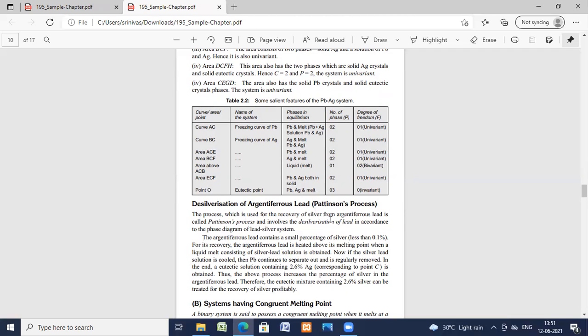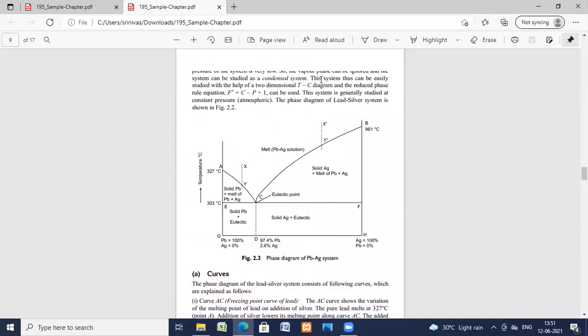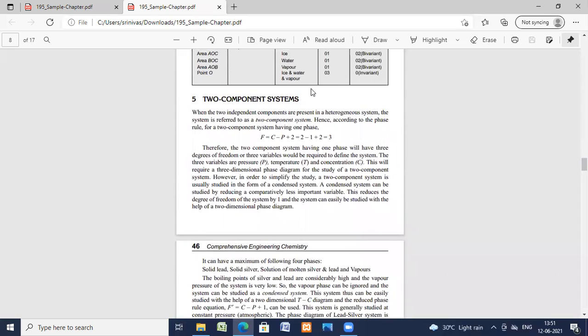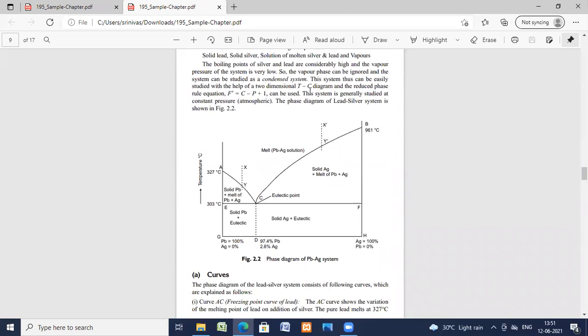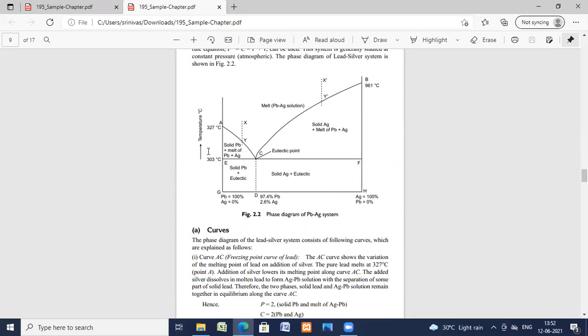So this is the two component system, and from the two component system I have explained the lead silver system. We have applied it for the desilverization process.